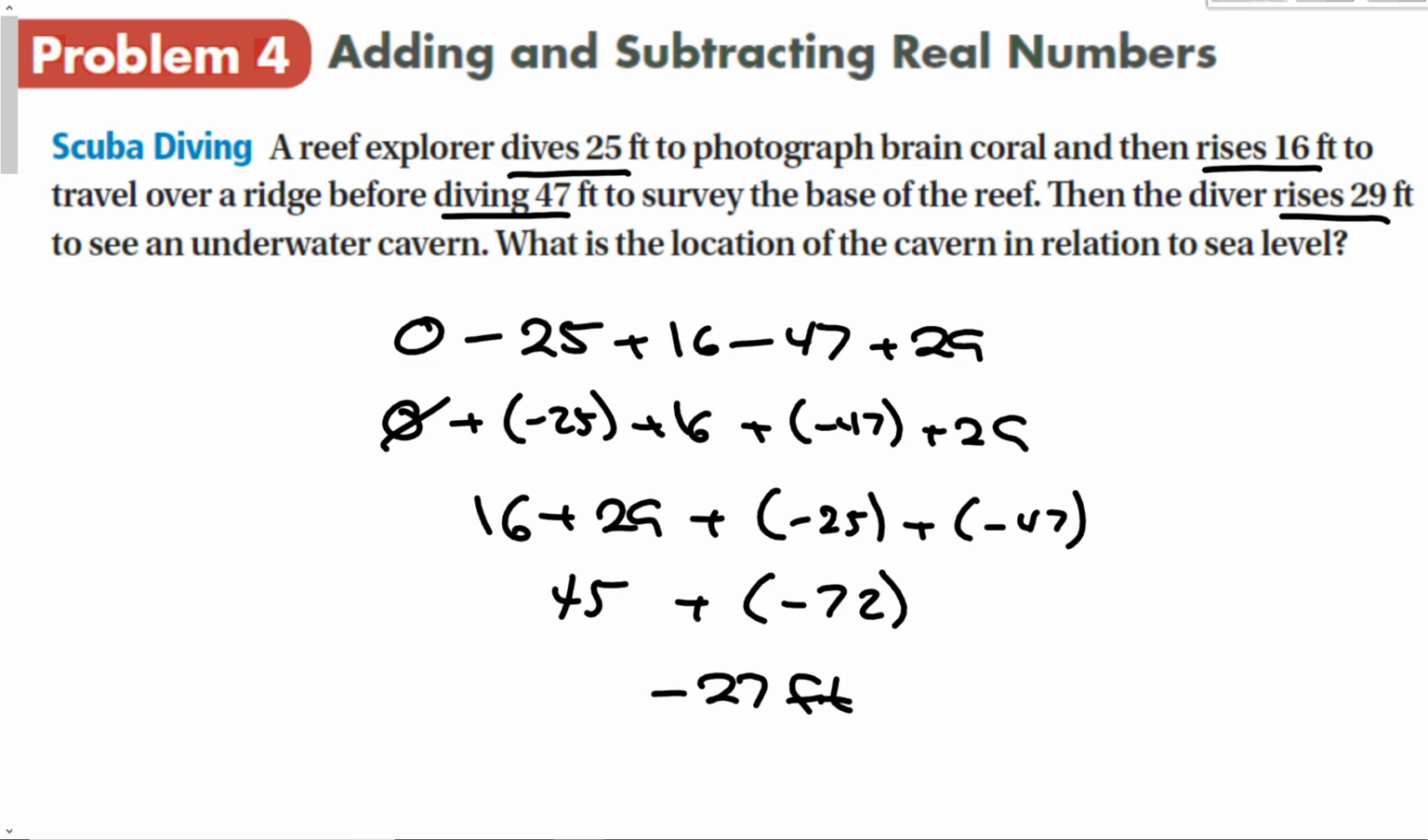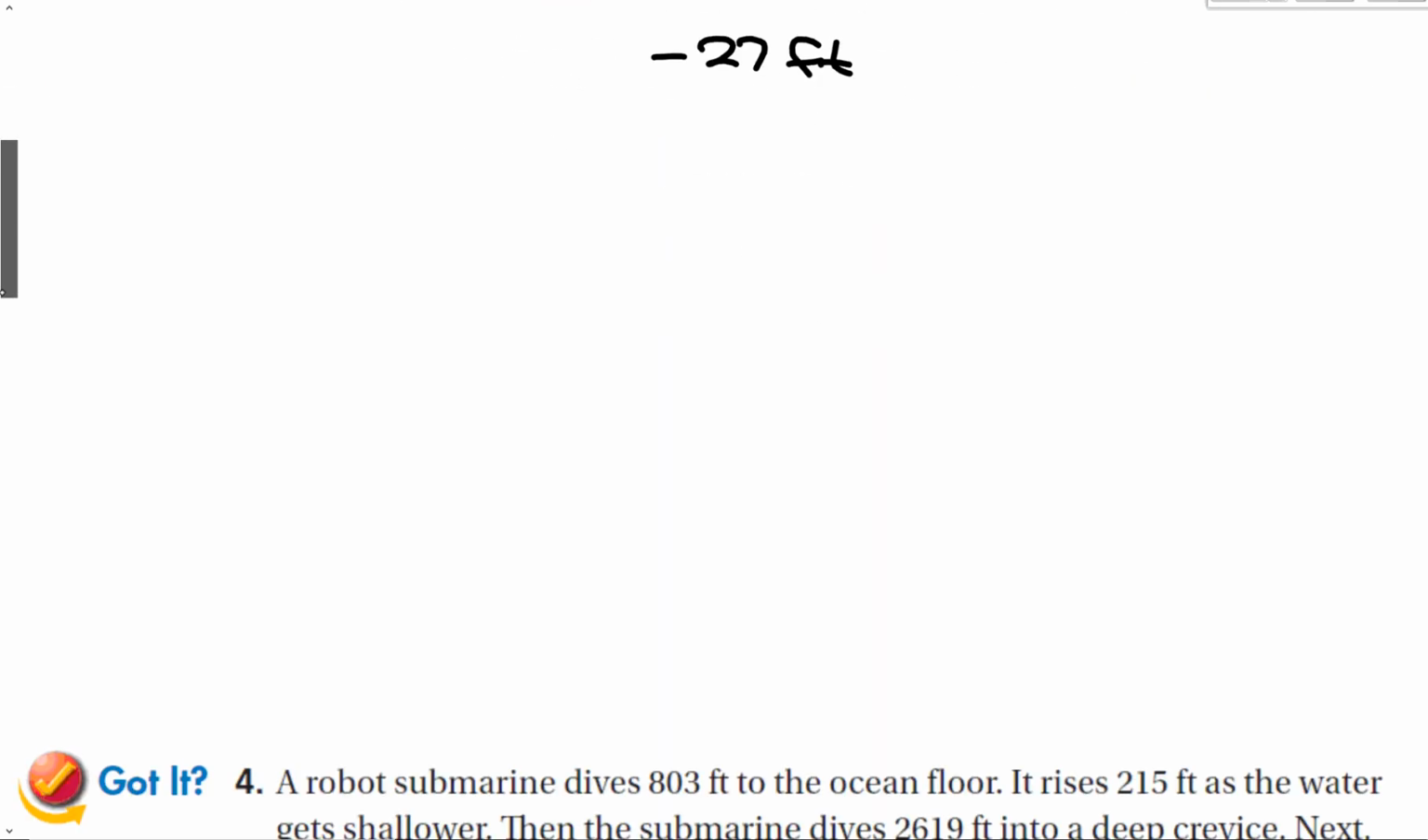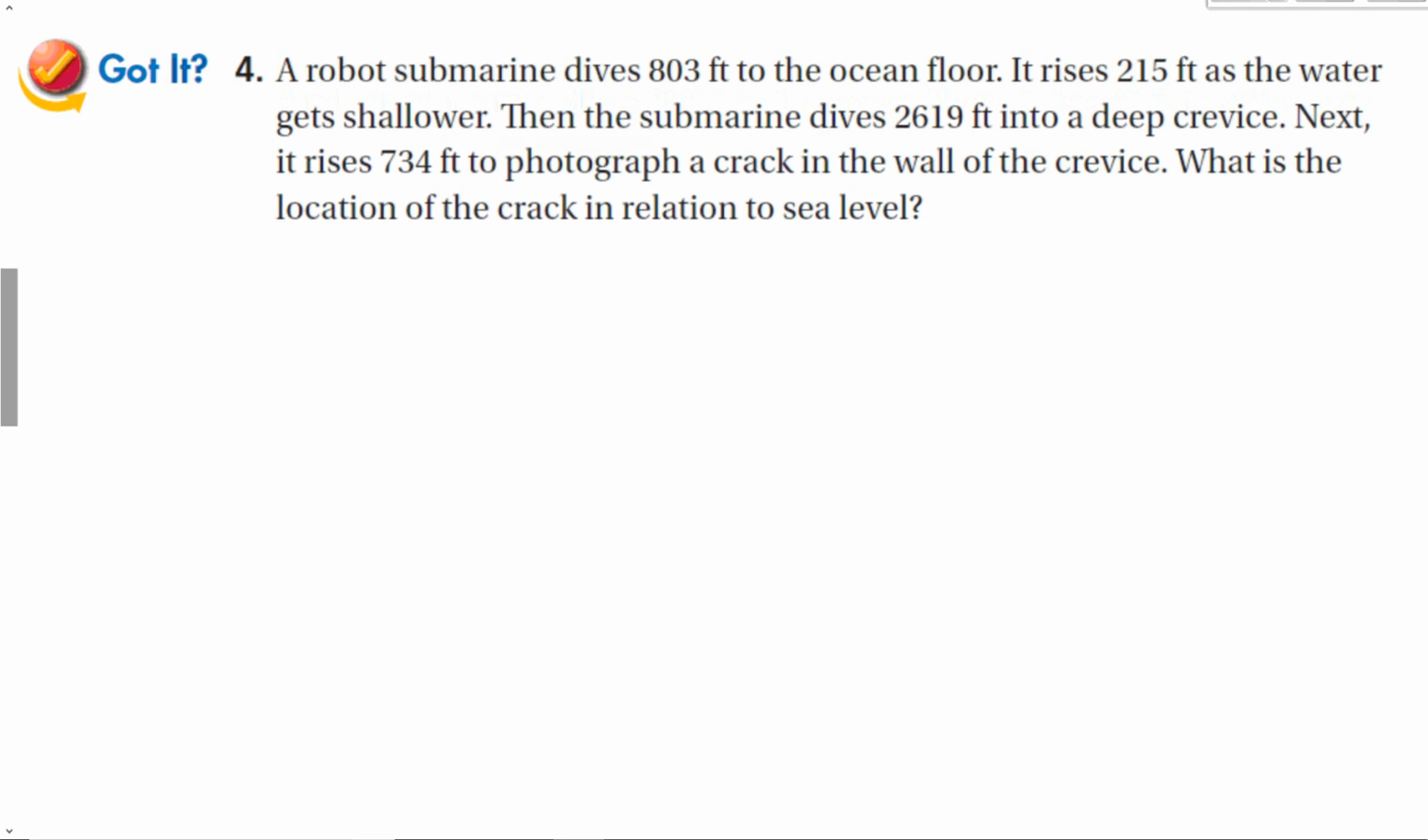Now, of course, we could just go 0 minus 25 plus 16 minus 47 plus 29, either in our head or on a calculator to give me negative 27. Okay? The point is to understand a little bit how these interactions with these numbers are actually working, especially with the different properties. Same sort of problem here.